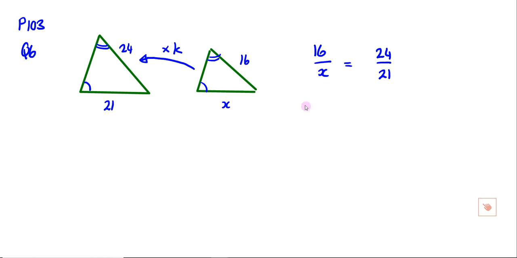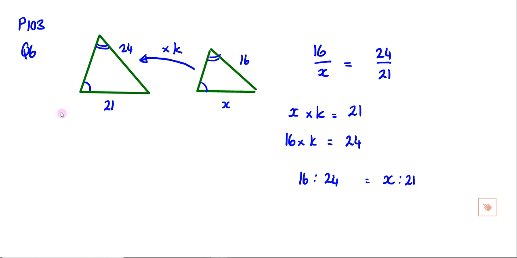Another way to write this would be x multiplied by something makes 21, and in the same way, 16 multiplied by something equals 24. There's a different way of writing it. Another way is that 16 to 24 is the same thing as x to 21. I have to go in the same direction. So I've got lots of different options for how to do it. Which one would you like?